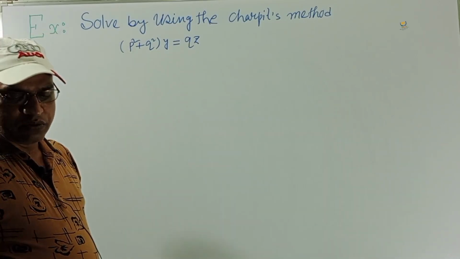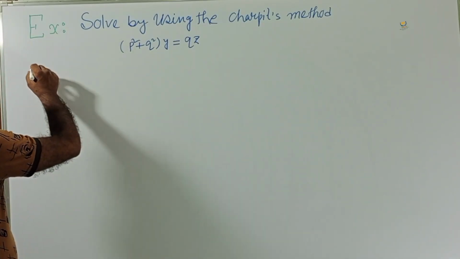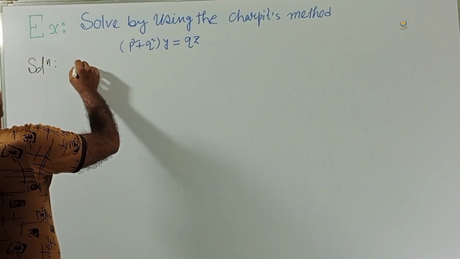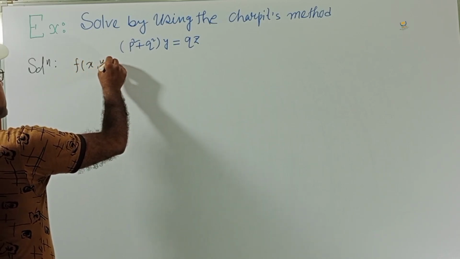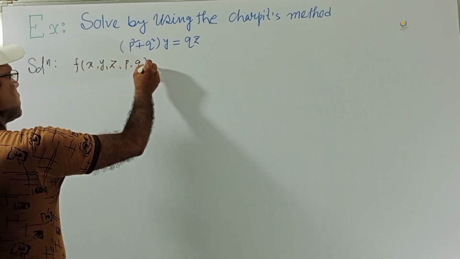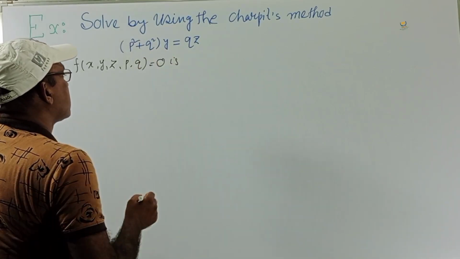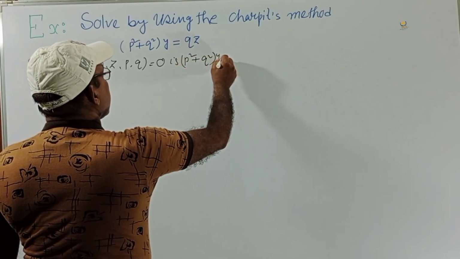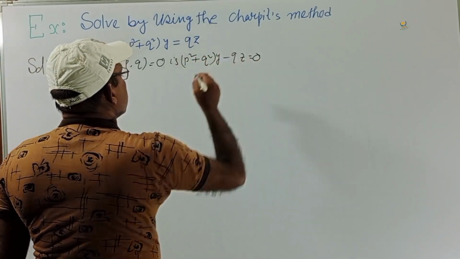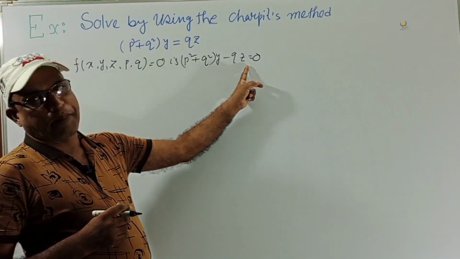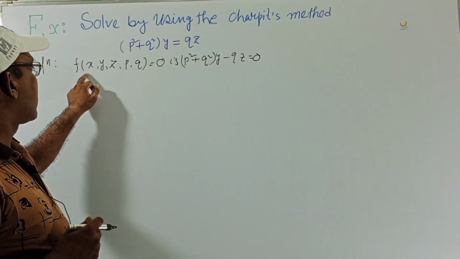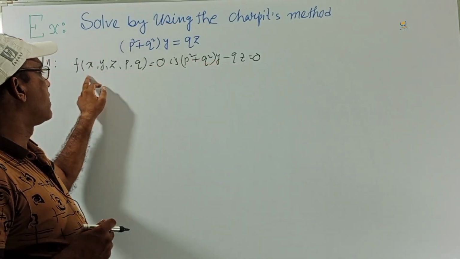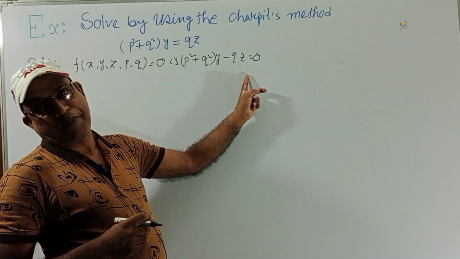p² + q² = qz. This is our problem. Now the solution. f(x, y, z, p, q) = (p² + q²)y − qz = 0. That means we consider this whole expression as f. It is in the form f(x, y, z, p, q). x is not given here, but we have it in this form. We consider this whole as f.